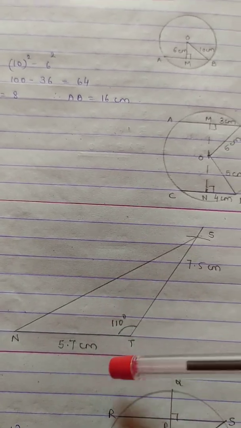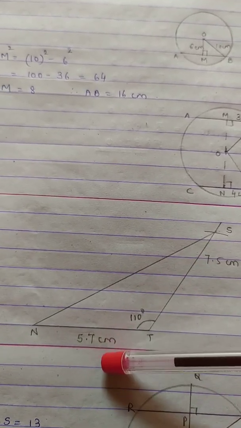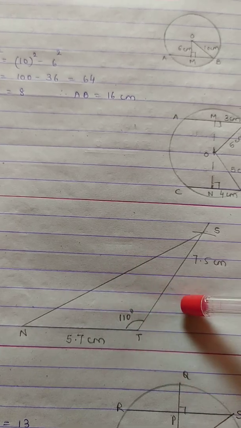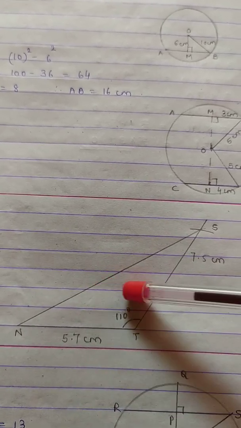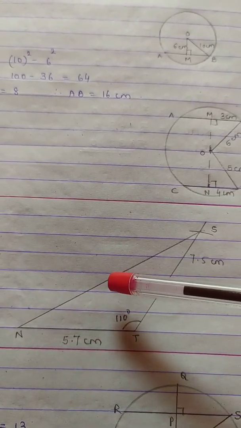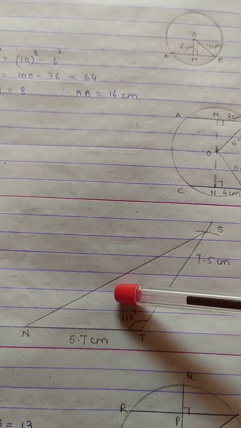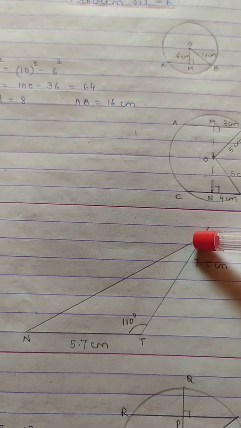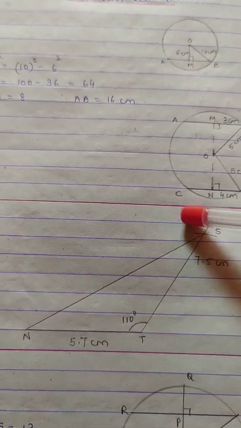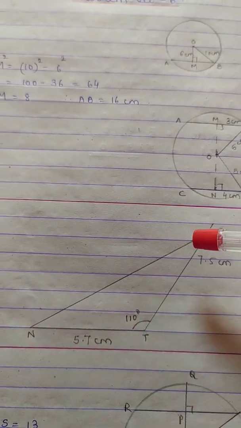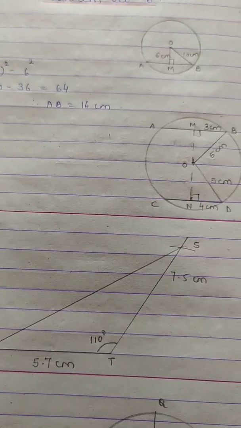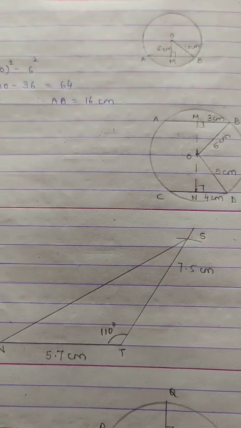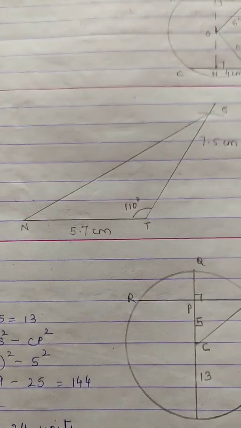Then for the circumcircle, you are going to draw the perpendicular bisectors for any two sides. The point where the two perpendicular bisectors meet is your circumcenter. With that point as the center and any of the vertices as the radius, draw a circle which will pass through all the three vertices. That will be your circumcircle. Okay. Next we go to question number 4.